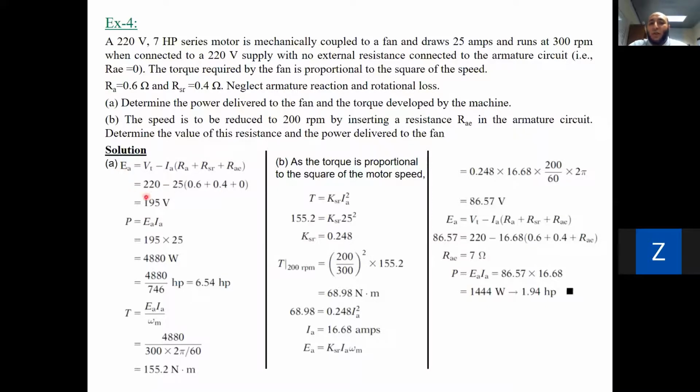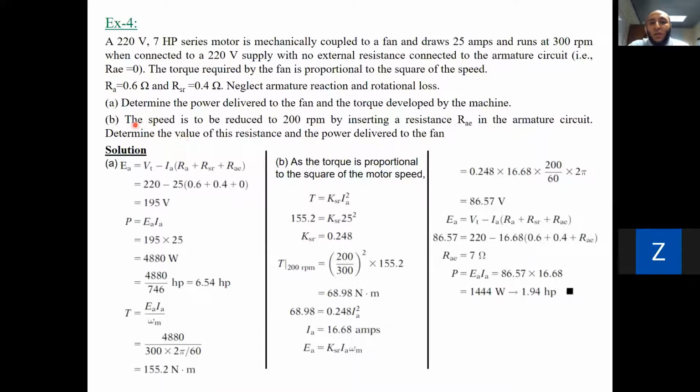So simply, we can calculate the EMF of the machine, which is 195 volts here. We need to calculate the developed power, so we can multiply EA by IA to get the value of power in watts, and we can divide by 746 to get it in horsepower. In order to calculate the developed torque, we need to divide this power by omega, and we know the value of omega at full load, which is 300 here.